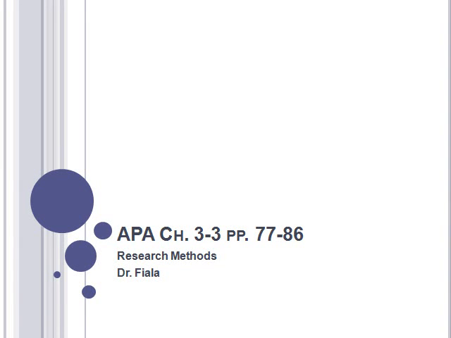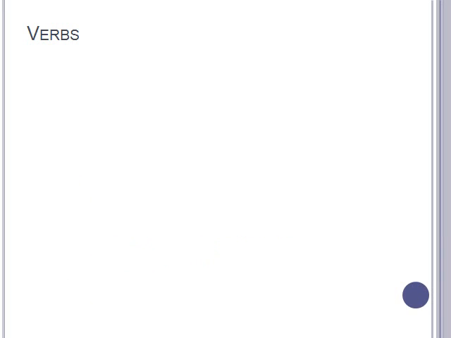Okay, welcome to the lecture for Research Methods, looking at the third section of Chapter 3 of the APA Manual. And this section of the manual addresses grammar and some word usage. We'll start off talking about verbs.